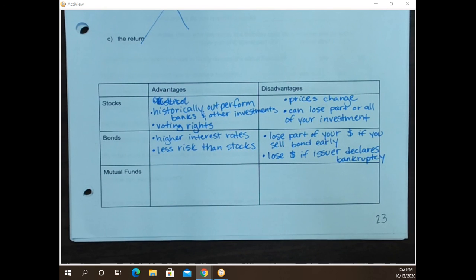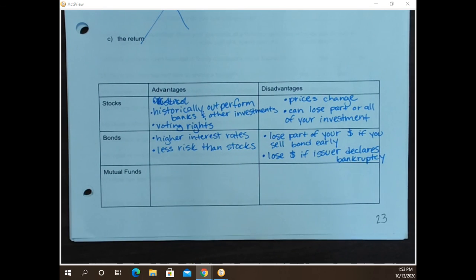Particularly as we've seen this more frequently in the last year or two with some of our major companies, like JCPenney and Toys R Us declaring bankruptcy and ceasing to be companies anymore. That would mean that if you had a bond for those companies, they would not pay you back. So that's a risk with bonds.